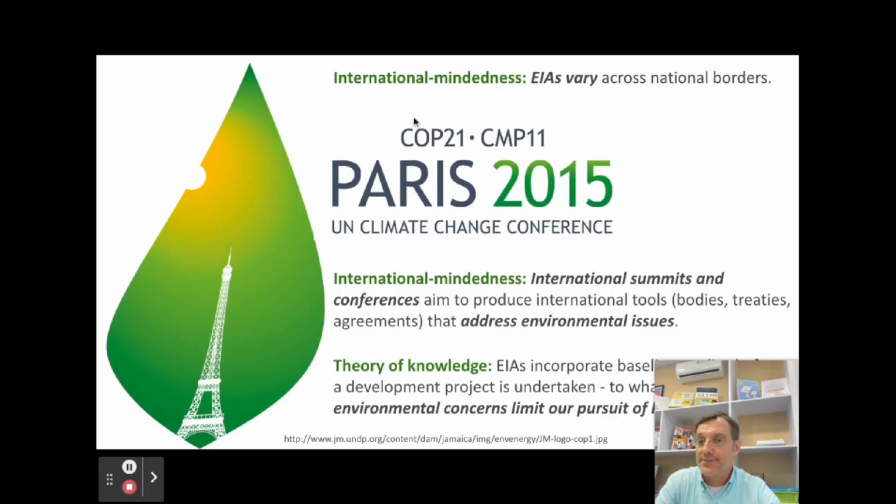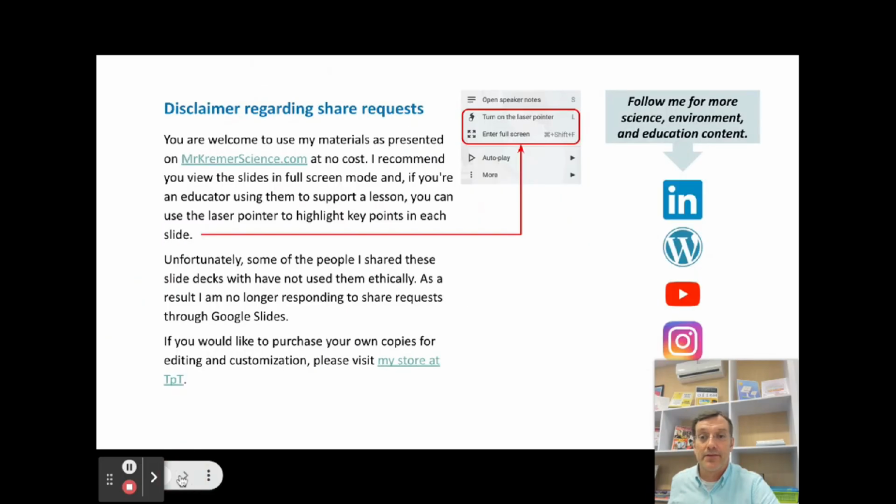Okay? International mindedness, right? Your environmental impact assessments are different depending on where they are. We have all these COP summits that are happening. The intention is to develop tools and treaties and agreements to help monitor and assess human impacts on the environment. So these international conferences are kind of like giant environmental impact assessments, right? And they incorporate a lot of baseline knowledge from a wide range of fields, right?